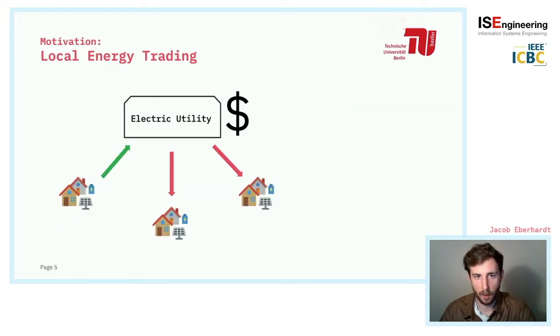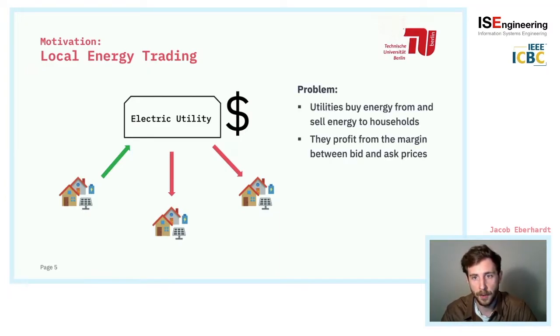Let's have a look at how local energy trading and the energy market from an end consumer's or household's perspective looks like today. There's an electric utility, and that company sells energy to households, and households that produce more energy than they consume, they sell to that electric utility. And the utility buys energy and sells energy, but it has a certain margin, so it sells for a higher price than the price it buys for.